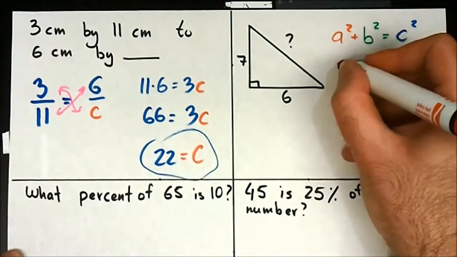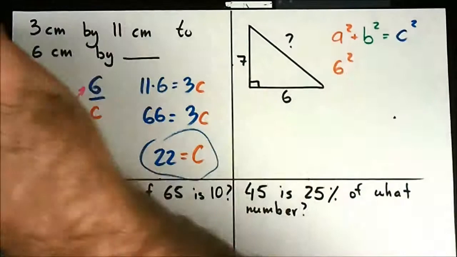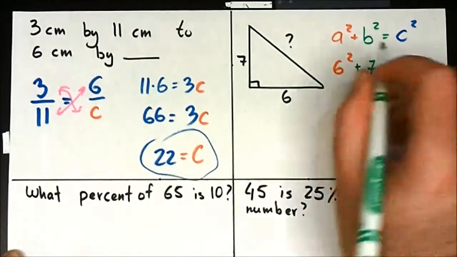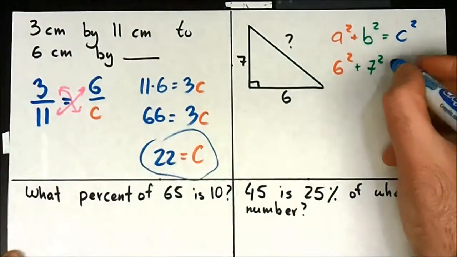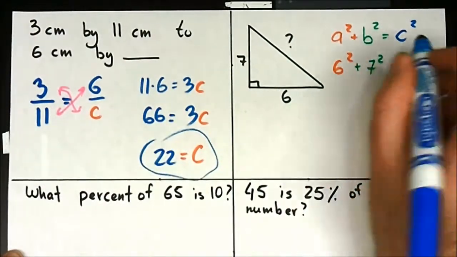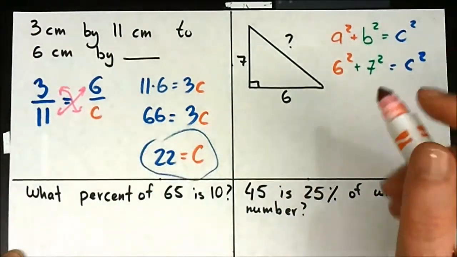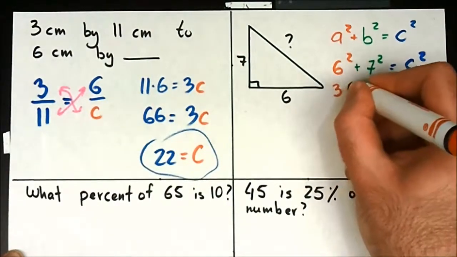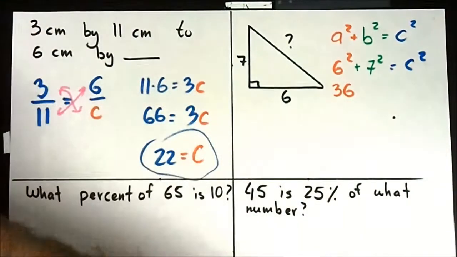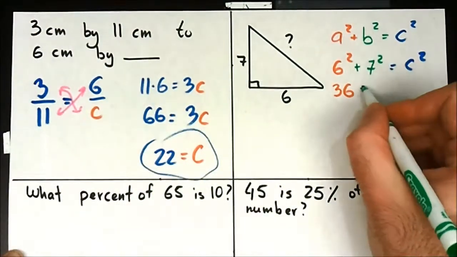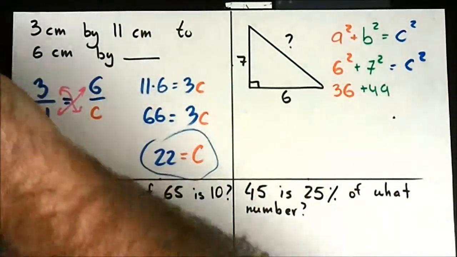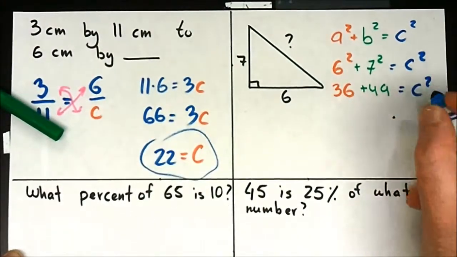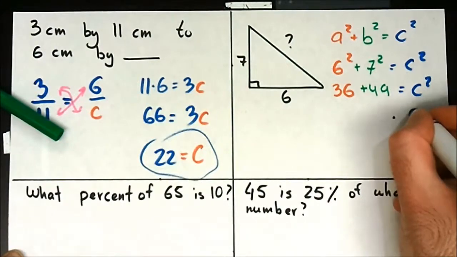So I'm going to substitute now. 6 squared plus 7 squared is going to be c squared. What's 6 squared? And what is 7 squared? And all of those have to equal c squared. Now what is 36 plus 49?